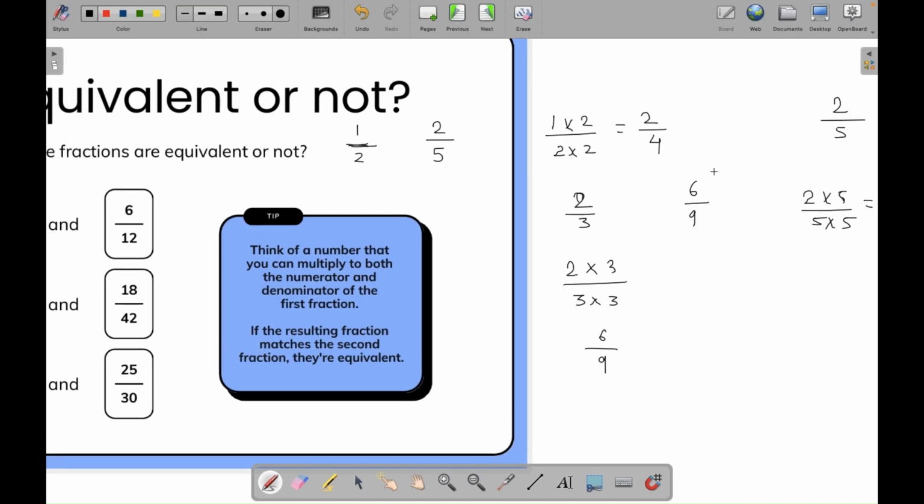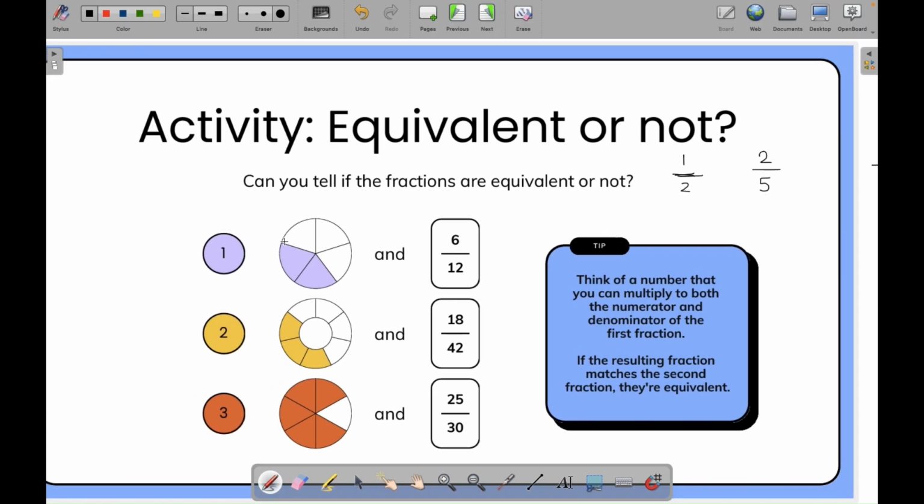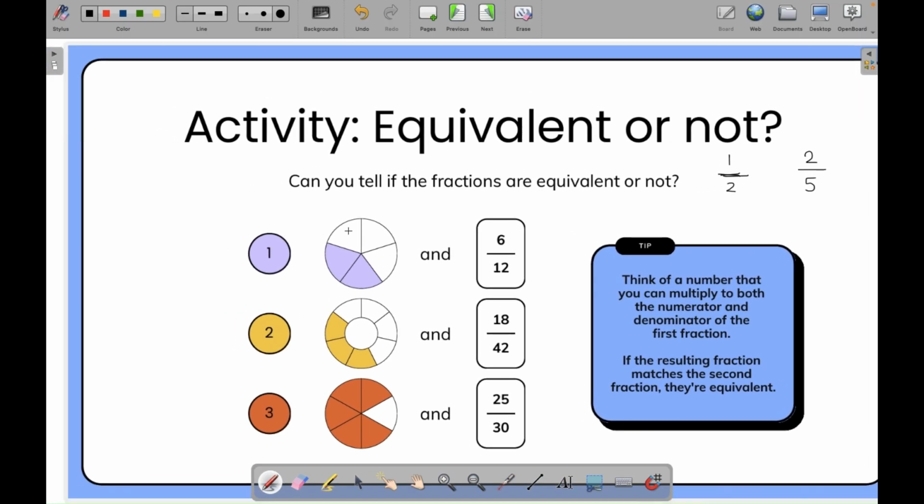Another extension to this is we may be given a shaded figure. So the first step is to find the fraction from the shaded figure. This represents 5 equal parts. So the denominator is 5 and out of that 5, 2 is shaded. So the numerator is 2. So the question is asking, are 2 upon 5 and 6 upon 12 equivalent fractions?